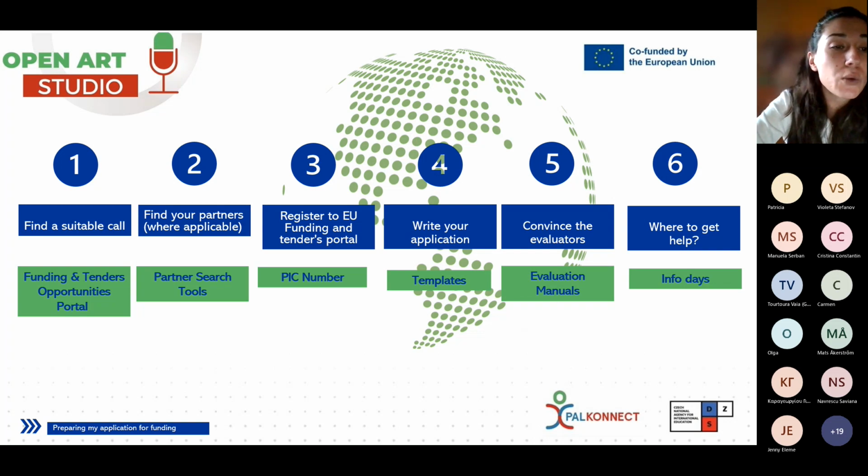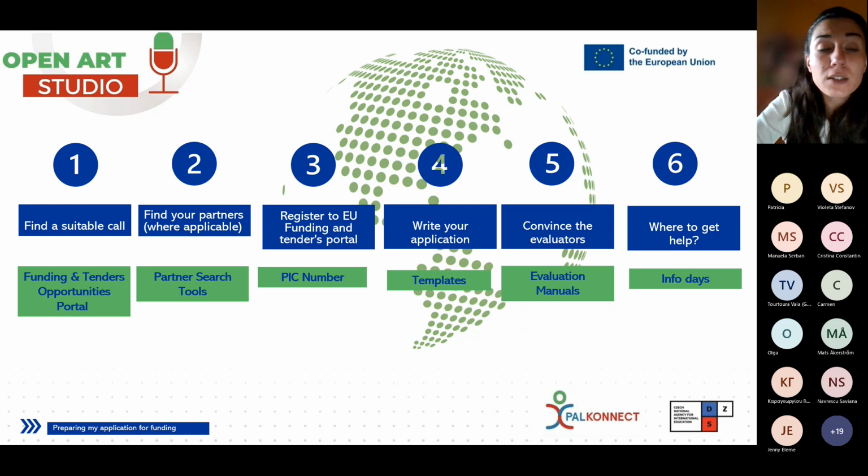As you can see over here, we have step 1. You need to find a suitable call. The most appropriate platform to find these calls is the Funding and Tender Opportunities portal. You can navigate the system, also using keywords, in order to find the most appropriate call for your needs.